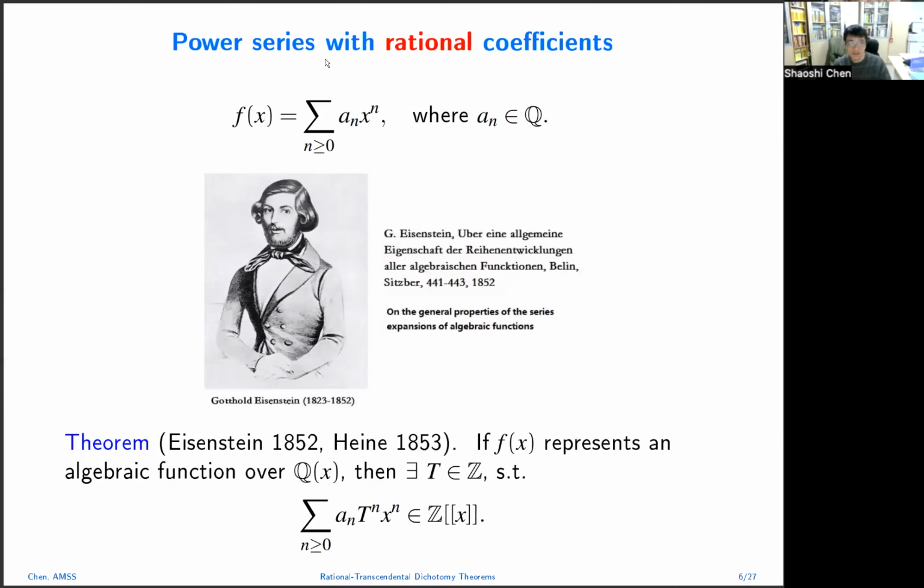The first class is power series with rational coefficients, so all coefficients a_n are taken from the field of rational numbers. The classical well-known result is due to Eisenstein, about the globally bounded property of algebraic power series. If you have an algebraic function and expand it as a power series, then you can show there is a uniform t such that when you multiply by t^n, the coefficient becomes an integer. If the function is over Q(x), the expansion usually has rational coefficients, but the denominator of the coefficient has this very regular form t^n, which means only finitely many primes can appear in the denominators. This is one of the results by Eisenstein.